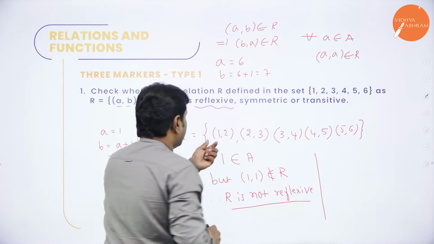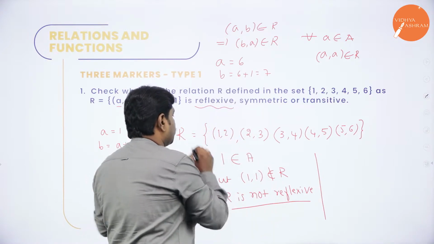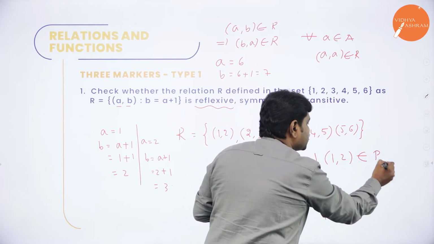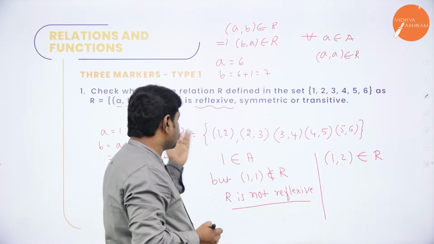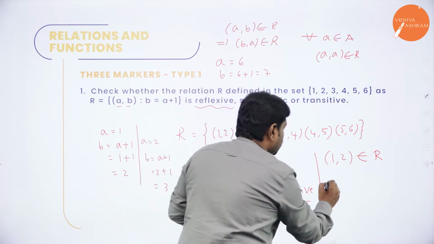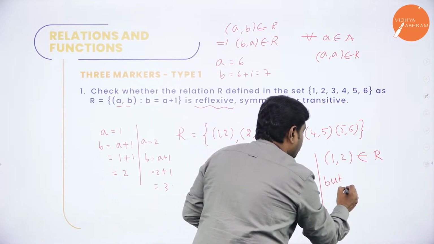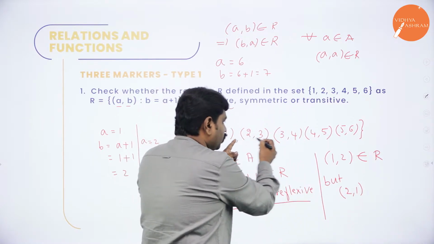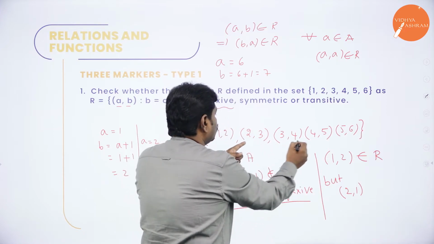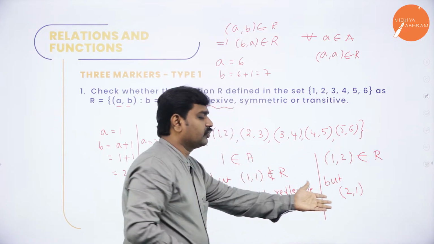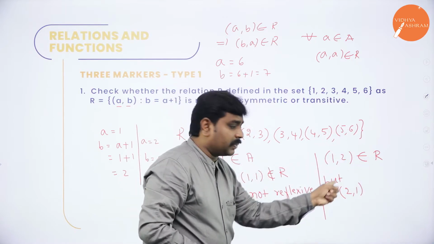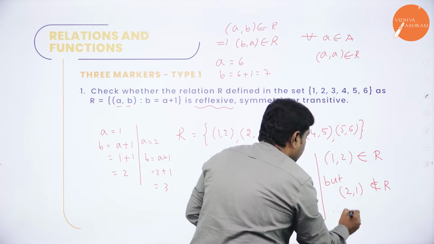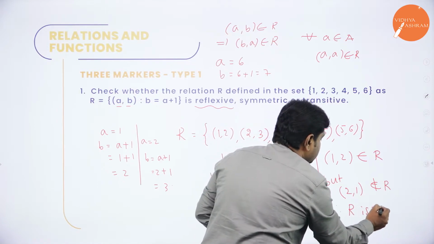So now I will take only one ordered pair. I will pick the first ordered pair. What is the first ordered pair? (1, 2). (1, 2) belongs to R, because it is present in the relation. But what is the reverse of it? (2, 1). We will search for (2, 1). 2 is related to 3. Do we have (2, 1)? In the relation we have (1, 2), (2, 3), (3, 4), (4, 5), (5, 6), but we don't have (2, 1). (1, 2) is in R, but (2, 1) does not belong to R. Therefore R is not symmetric.